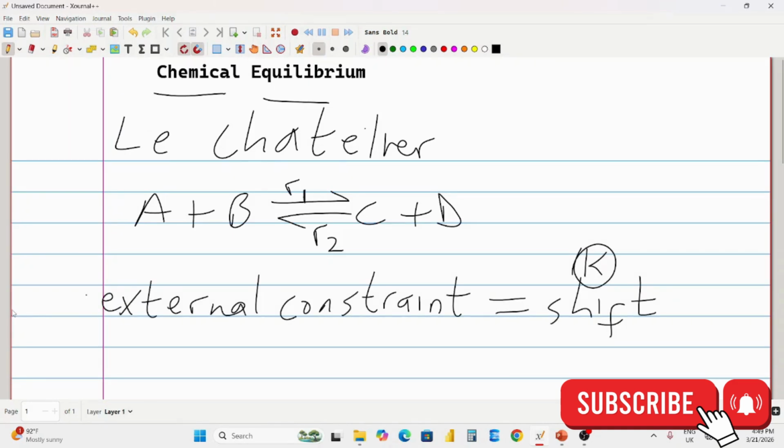The Le Chatelier Principle states that when an external constraint is exerted on a system in equilibrium, that equilibrium position shifts so as to cancel the effect of the constraints. Now let's keep it simple by applying it to some questions.